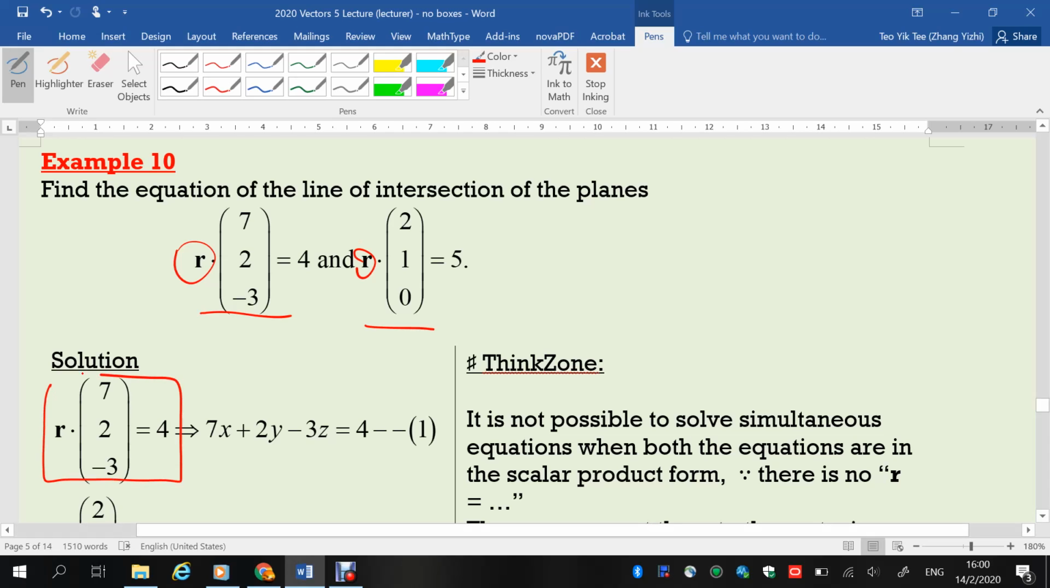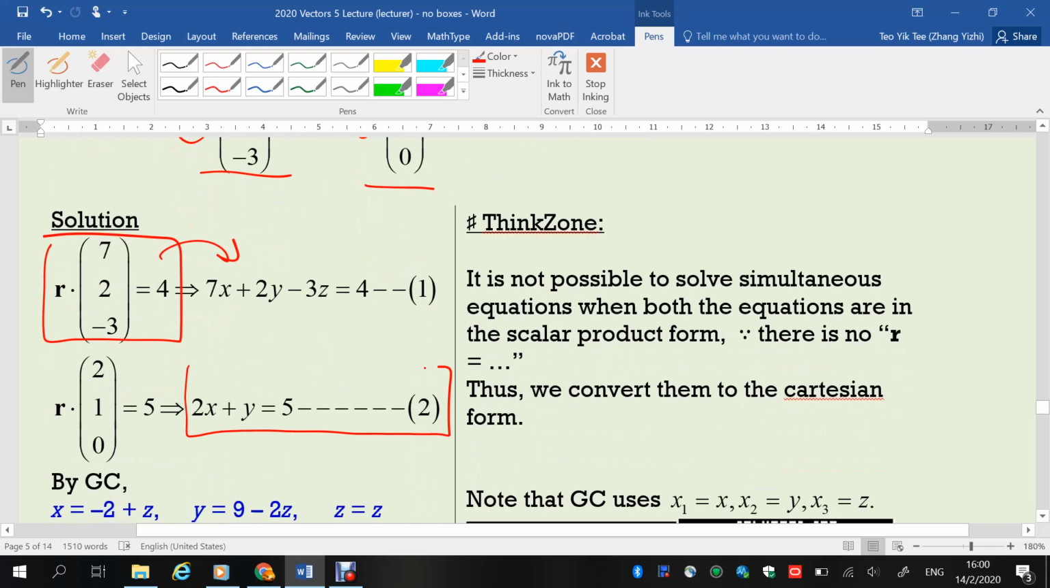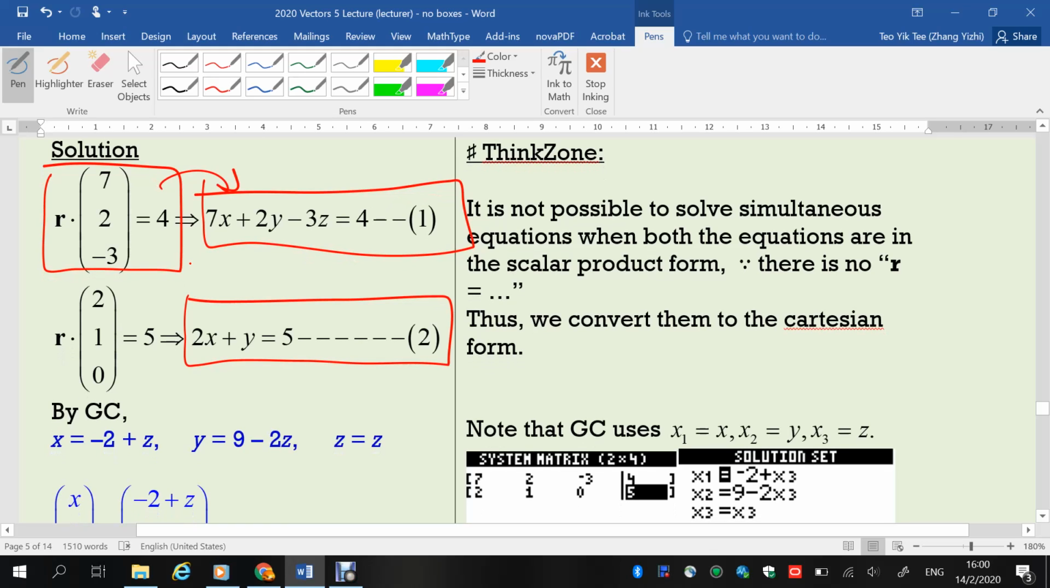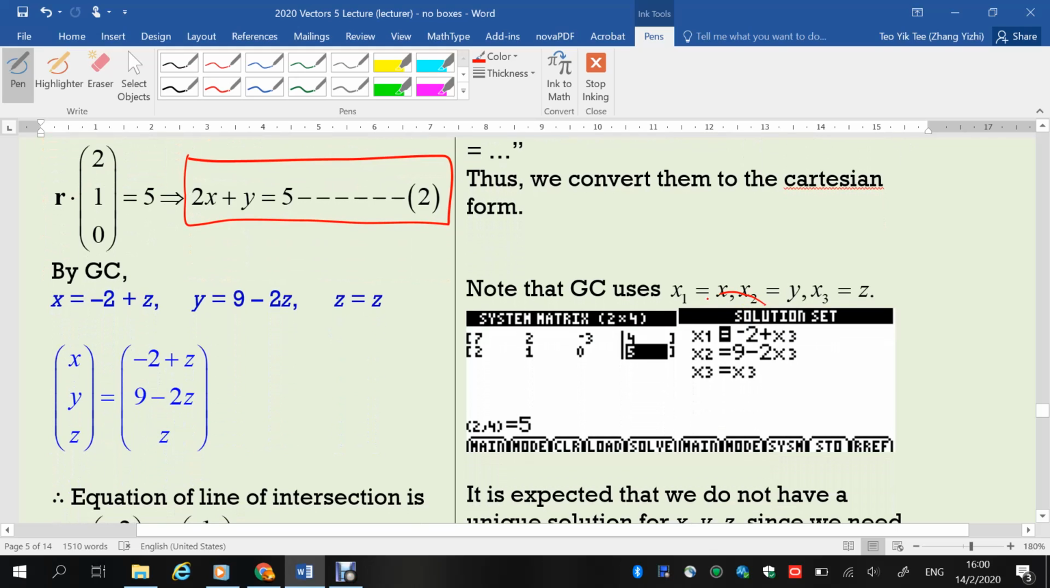So the first equation, converting into Cartesian equation, I get 7x plus 2y minus 3z equals 4. Similarly, I am going to convert the second equation into Cartesian equation. Then you have two equations in x, y, z, and all you need to do is to activate your GC's simultaneous equation solver. This is what you're going to see when you put your two equations into your GC. You're going to get x1, x2, x3. Understand that x1 represents x, x2 represents y, and this is actually your z.